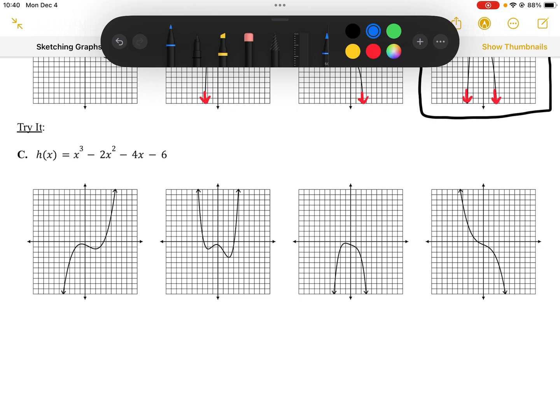So this guy's already in standard form. So my degree is 3. My leading coefficient, there's no number in front. When there's no number in front, that means it's going to be 1. So my leading coefficient is 1. My degree 3 is odd, and my leading coefficient is positive. So if I have an odd positive, that means my first arrow will go down, second arrow will go up. And the graph that matches is going to be this first graph.